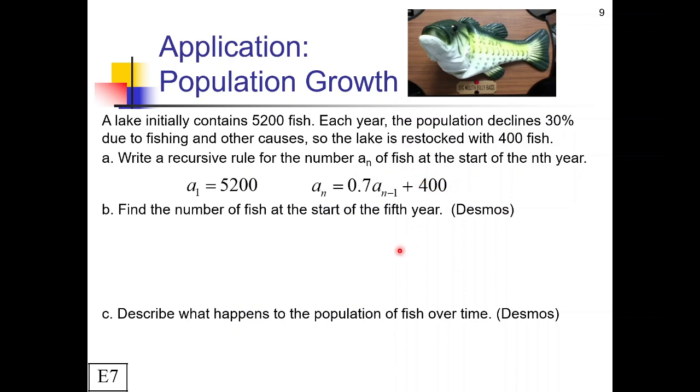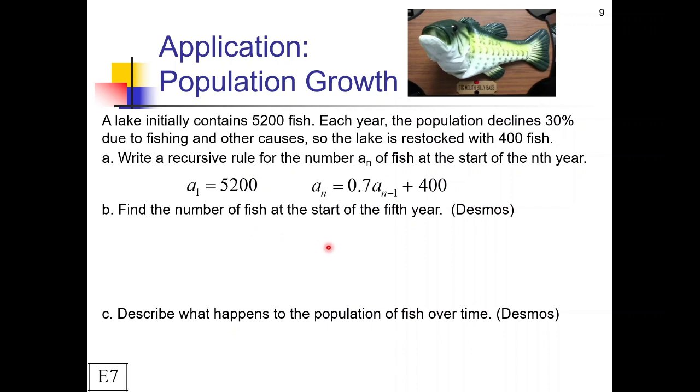For the next part of this, again, they want us to find the number of fish at the start of the 5th year. So this is something that you could do by hand. You could say, okay, what is a sub 5? Well, that's 0.7 times a sub 4 plus 400. Oh, wait, what's a sub 4? And we could keep working backwards until we get to this base case. Could totally do that by hand.